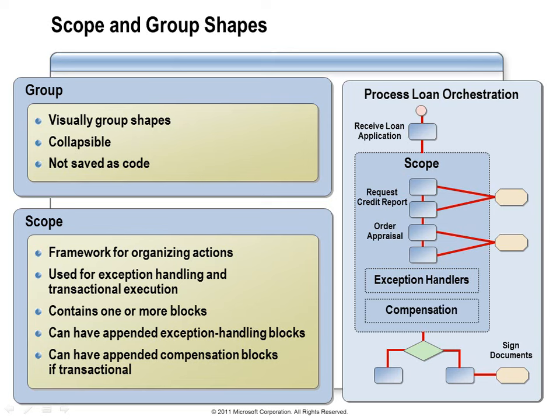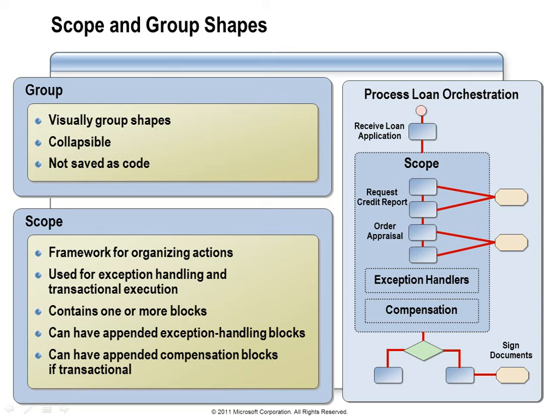Well, if you think of it this way, exception handlers instruct the scope shape what to do if something within it fails. Transaction compensation instructs the scope shape what to do if something outside of it fails. What does that mean? Well, after the scope shape has completed its operations, requesting the credit report and or appraisal, it's possible that somewhere down the line, the loan application process for this particular loan might fail. And that could be because the applicant backs out, or perhaps the lender backs out for some reason.